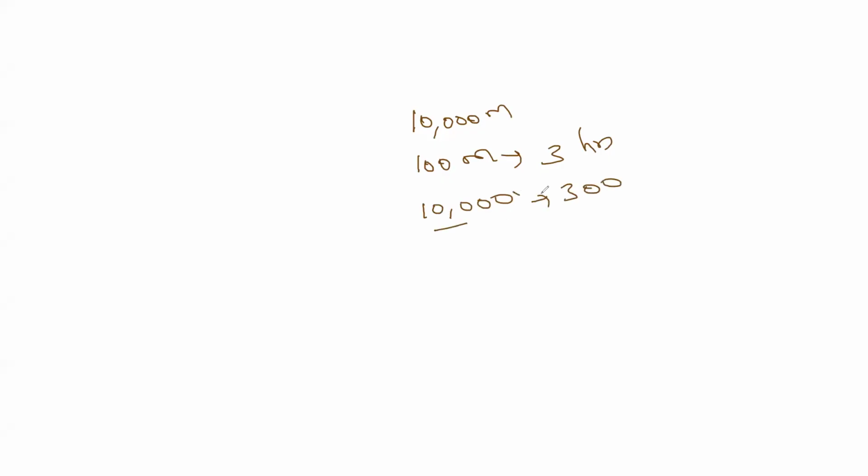So let's say I have to complete 10,000 meters of cable laying. And I'm using parametric estimation to calculate the duration. My parameter will be 100 meters. Let's say for 100 meters, my team will be able to finish in 3 hours. So if 100 meters can be done in 3 hours, 10,000 meters will be done in 300 hours.